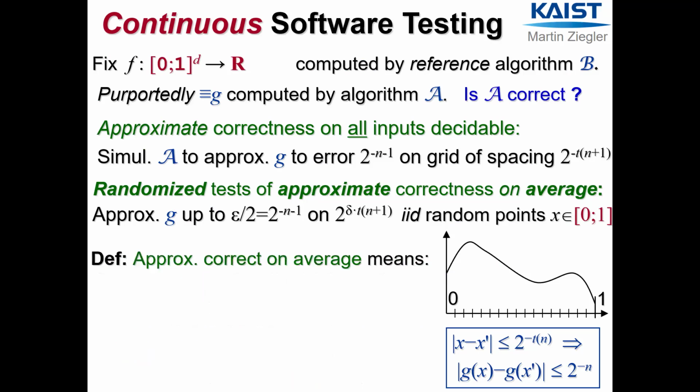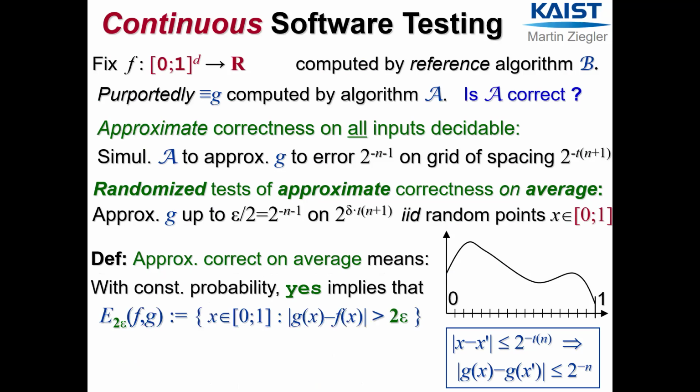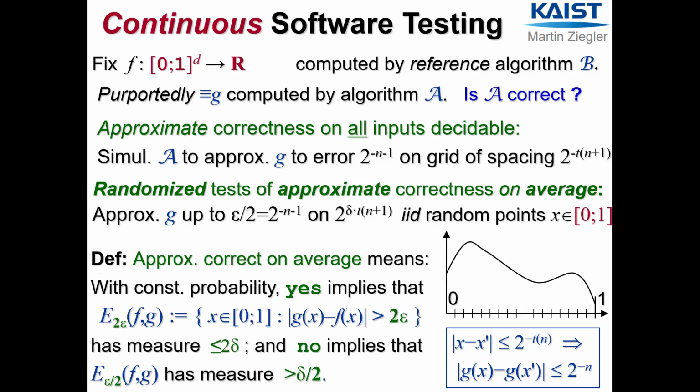What I mean, by the way, by approximate correctness on average, it means when the algorithm reports yes, it is correct, then the set of points where the actual functions differ by more than 2 times epsilon, this set has small measure, less than 2 times delta. And where the algorithm says no, then the set where the function values differ by more than epsilon over 2 has measure more than delta over 2. And you see that these two cases have an overlap, and that's deliberate and that's important. Right? So factor 2 in the error bound, 2 times epsilon versus epsilon over 2, and factor 2 in the measure of the set where the functions differ by more than that.